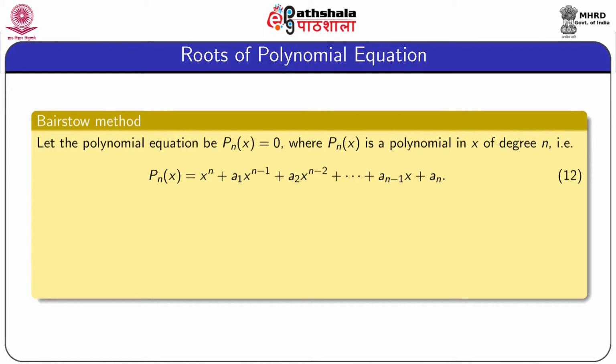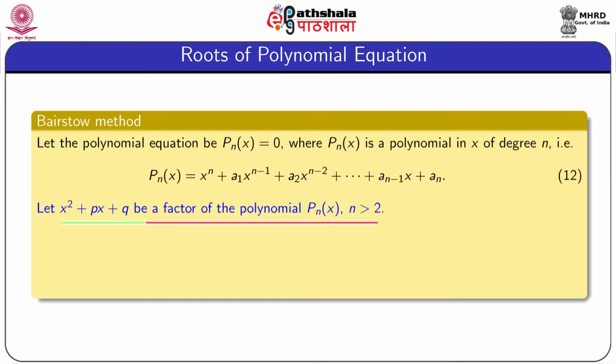Now we describe another method called the Bairstow method to find all roots of a polynomial equation. The main principle of this method is to extract a quadratic polynomial from the given polynomial Pn(x), and it is well known that finding the roots of a quadratic polynomial is a very simple task. Now we describe the method to find all roots of a polynomial equation Pn(x) equal to 0, where the polynomial Pn(x) is defined in equation 12. Let x square plus px plus q be a factor, particularly a quadratic factor, of the polynomial Pn(x), where n should be greater than 2.